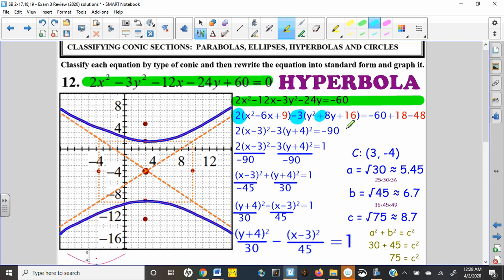You really got to look out for that. When you factor out a negative, you're going to have to divide the negative by the second term also. Now that sets us up to complete the square. Time to complete the square.